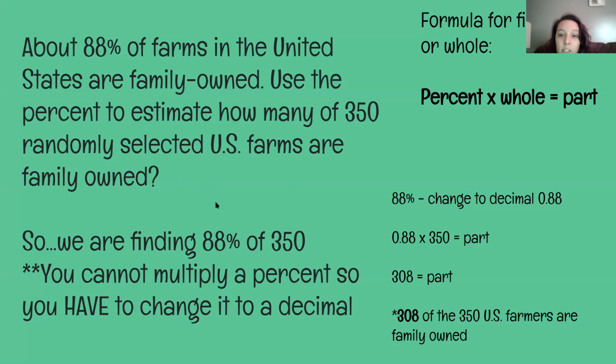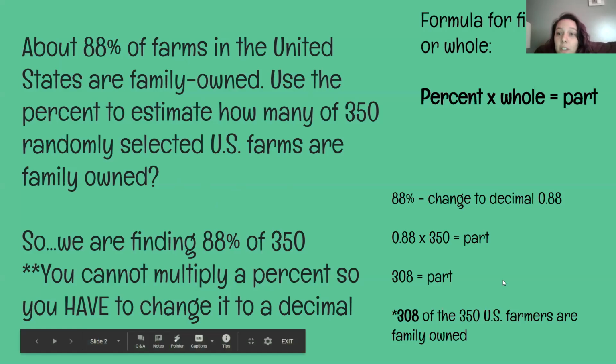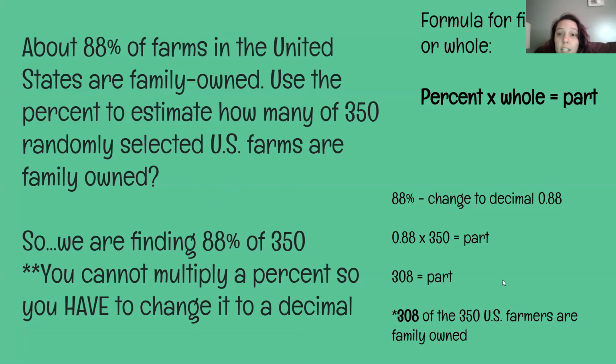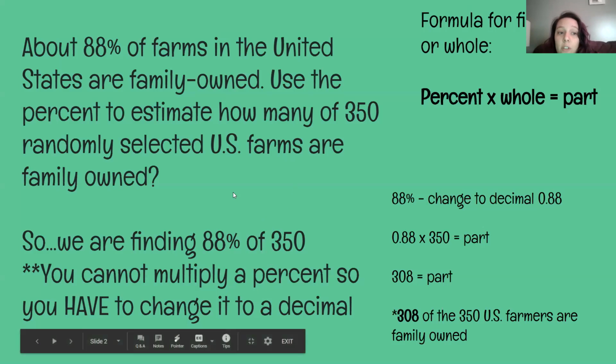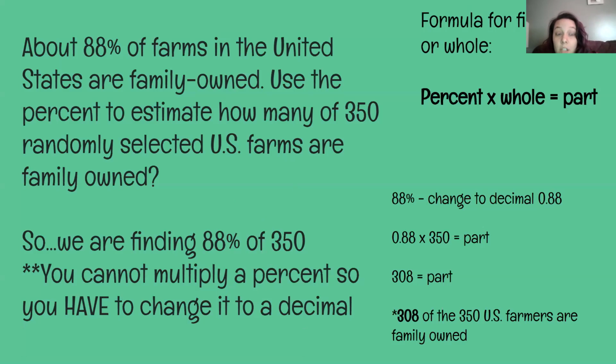Looking at this first example, I know there's a lot on the screen, but it's the question and the breakdown of it, so you can go back and look at it whenever you are going over your homework and questions like this. It says about 88% of farms in the United States are family owned. Use the percent to estimate how many of 350 randomly selected U.S. farms are family owned. Down below, it tells you what you are actually finding. The question is asking us to find 88% of the 350 farms.